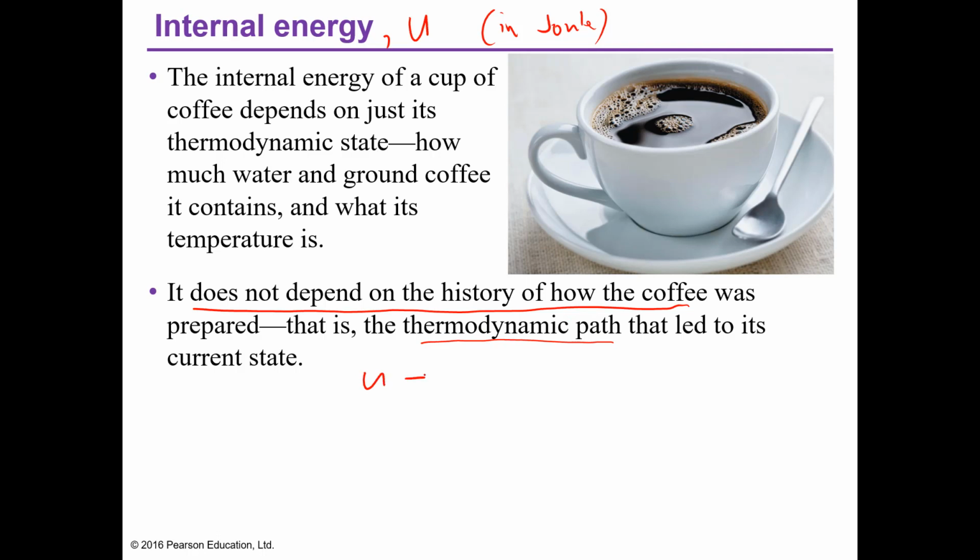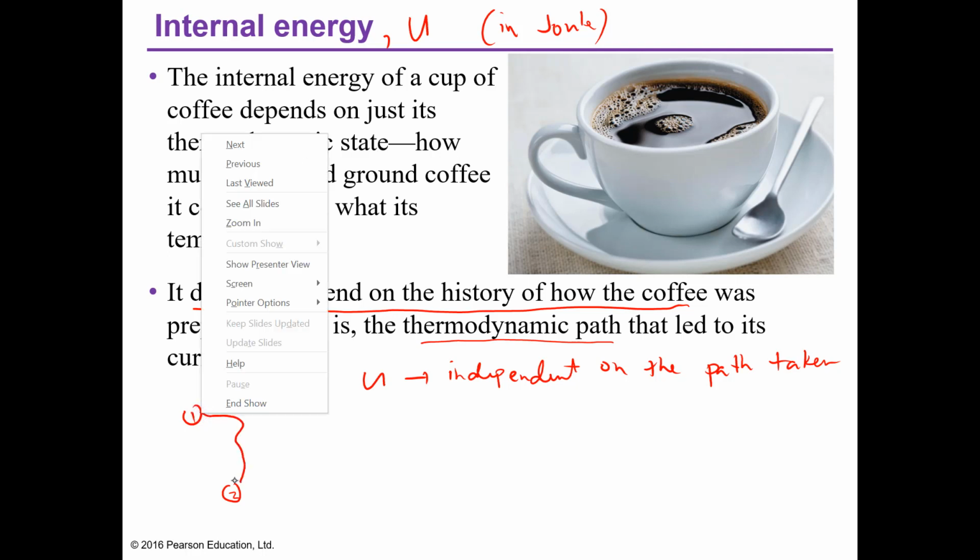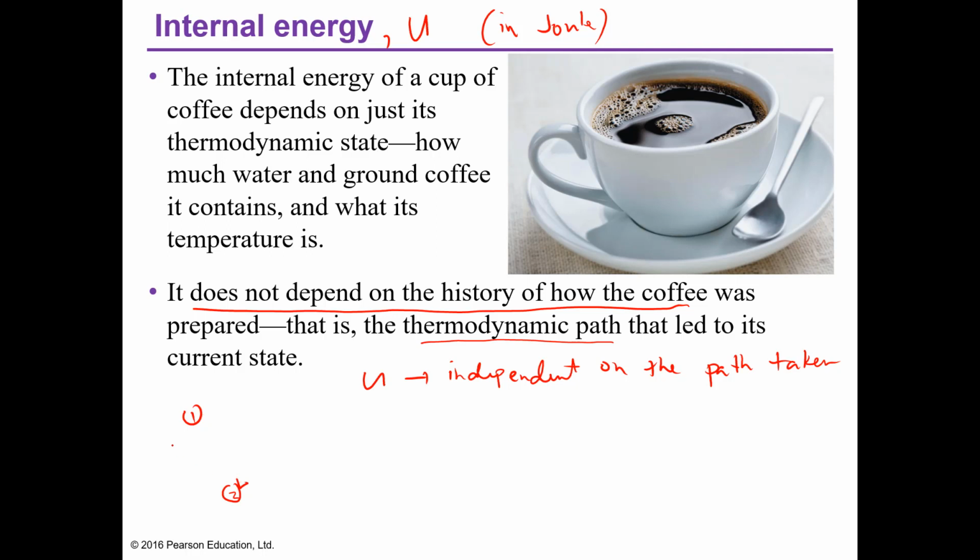Again, U is independent on the path taken. Say for example, this is your state 1 and this is your state 2. So internal energy does not base on which path it took going from state 1 to state 2. So it is independent of your path.